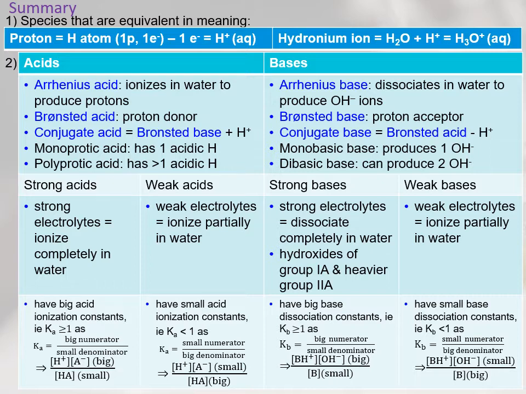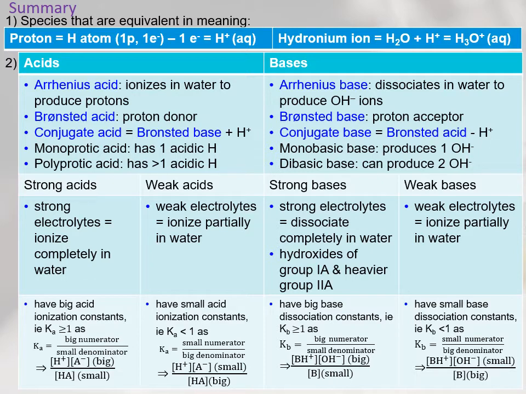One monoprotic acid can donate one hydrogen ion, while one polyprotic acid can donate more than one hydrogen ion. An Arrhenius base produces hydroxide ions in water, while a Bronsted base is a proton acceptor. A conjugate base is a Bronsted acid without a proton. One formula unit of a monobasic base produces one hydroxide ion, while one formula unit of a dibasic base produces two hydroxide ions.